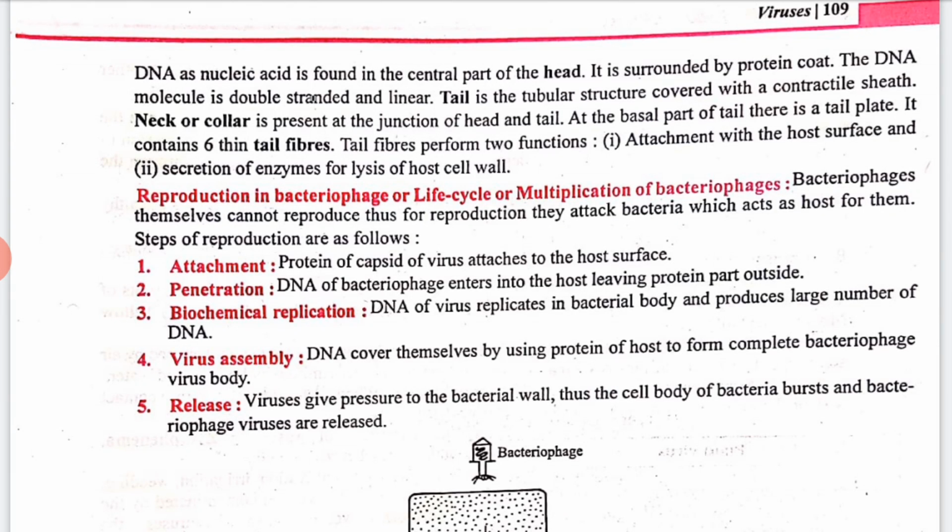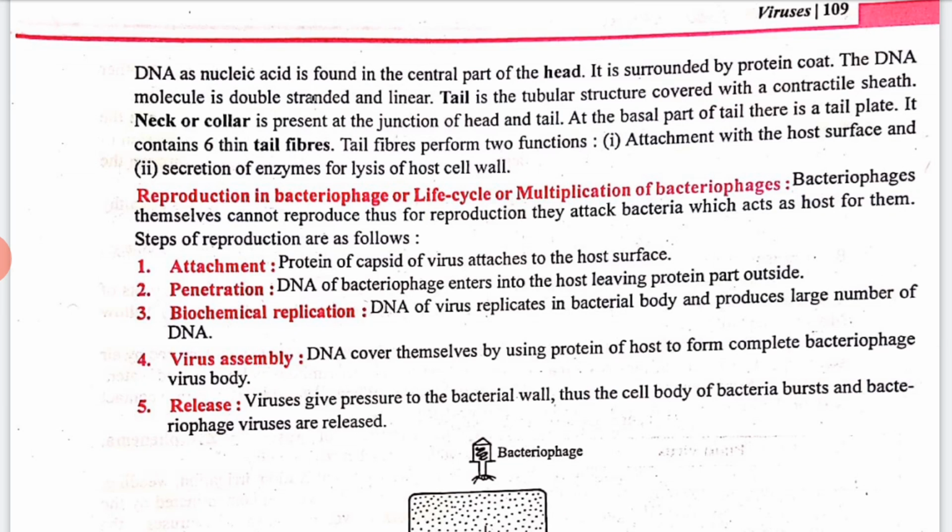At the junction of the head and tail, at the basal part of the tail, there is a tail plate. It contains 6 thin tail fibers. Tail fibers perform two functions: attachment to the host surface and secretion of enzyme for lysis of the host cell wall. Clear?